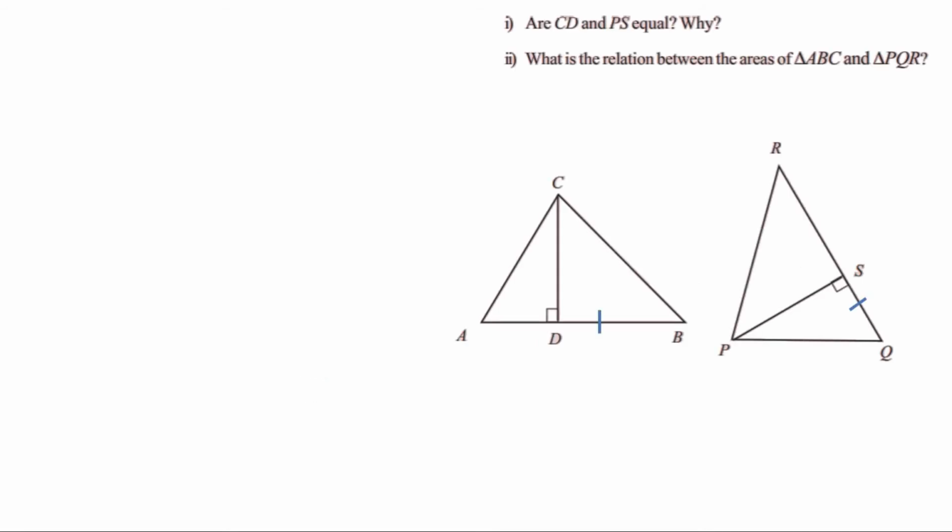Given that AB equal to QR, BC equal to RP and CA equal to PQ. That is, the three sides of triangle ABC are equal to the three sides of triangle PQR. Therefore, triangle ABC and triangle PQR are equal. Now we have to check whether CD and PS are equal or not. For that, it is enough to check whether triangle ACD and triangle PQS are equal or not.